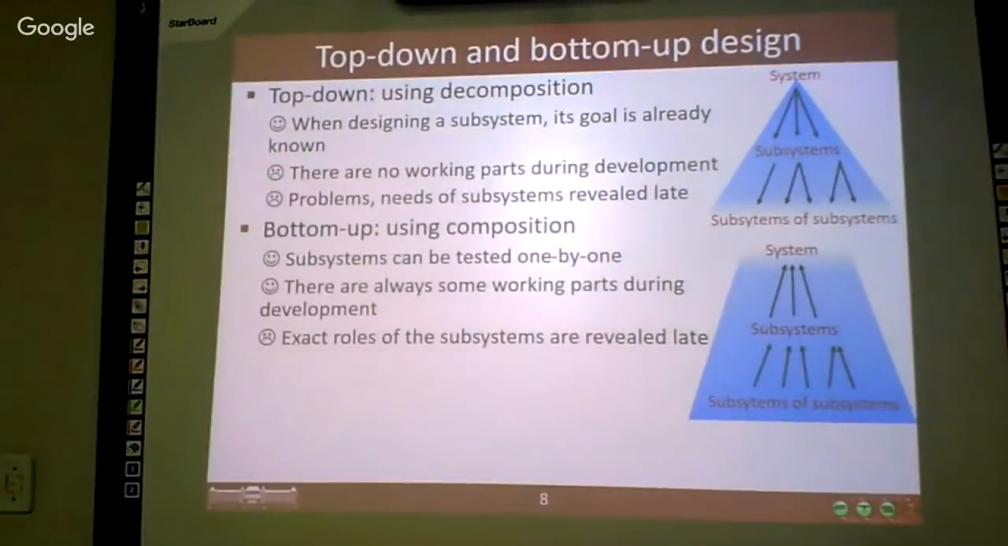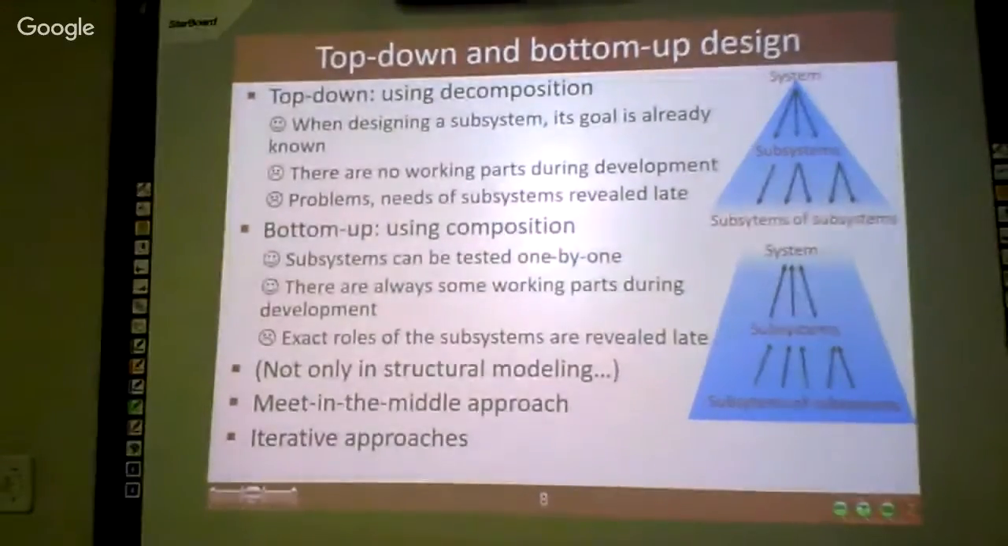And when we build our system in a bottom-up way, using composition, the advantage is that the subsystems can be tested one by one. There are always some working parts during development, and especially management likes this because they can just see that something works. But the exact roles of the subsystems are revealed late. So usually what is advised is to use the meet in the middle approach and use these approaches in an iterative way.